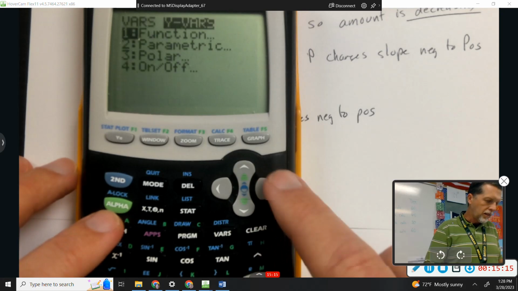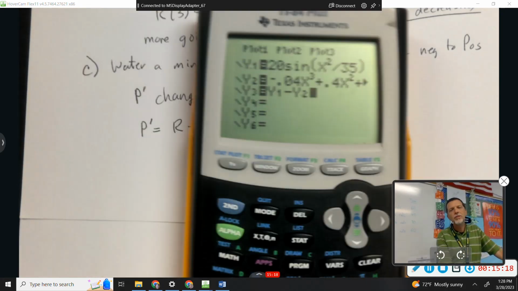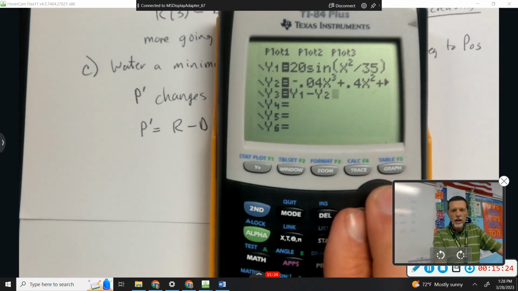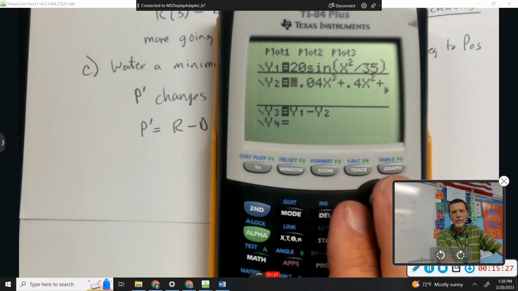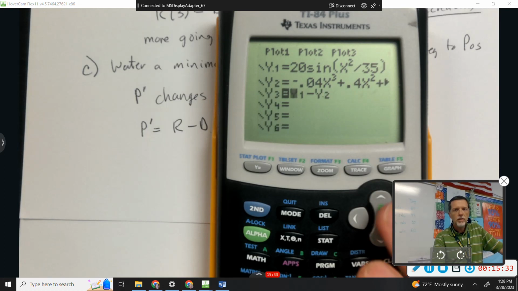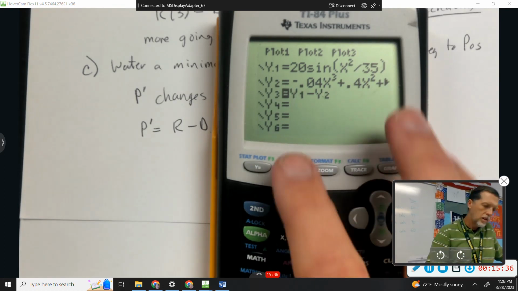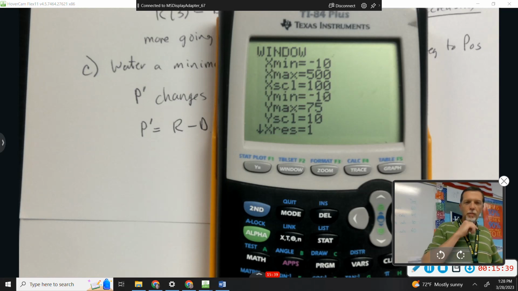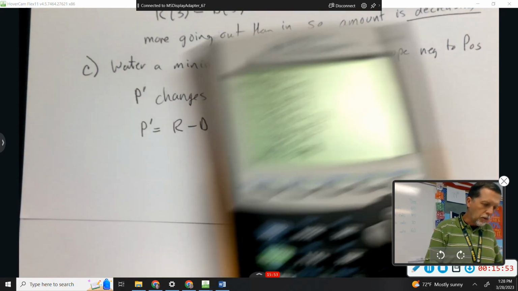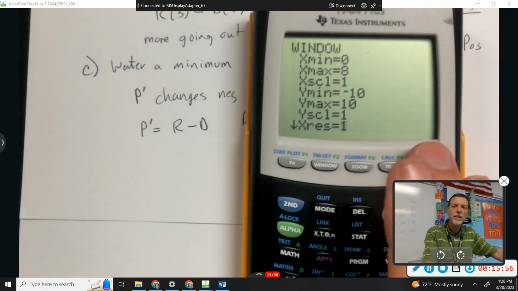So y1 minus y2, R minus D. I need to be careful here. Right now I've got all three graphs on the same graph. That would look kind of funny. So I'm going to unhighlight, turn the other two off, so I know which one I'm looking at. My window is all messed up because of pre-cal. Just hit zoom 6. I'm going 0 to 8 for my X values. Scale 100. I have no idea what my Y values would be, but I just want to know when it changes negative to positive, so it doesn't really matter as long as I can see the x-axis.